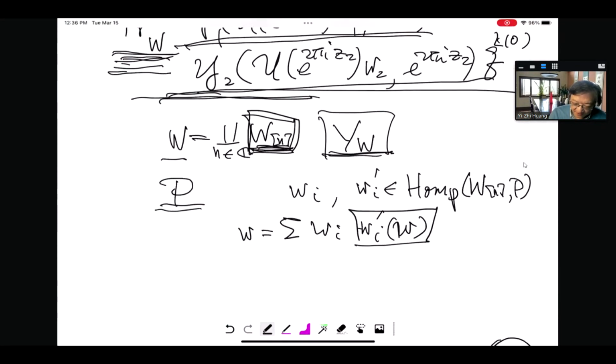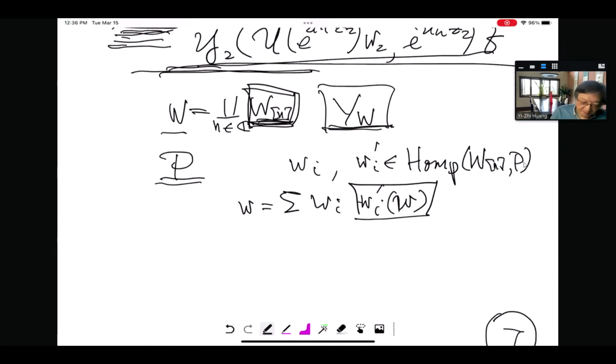Using this dual basis, we also need another ingredient. This is the symmetric linear function.